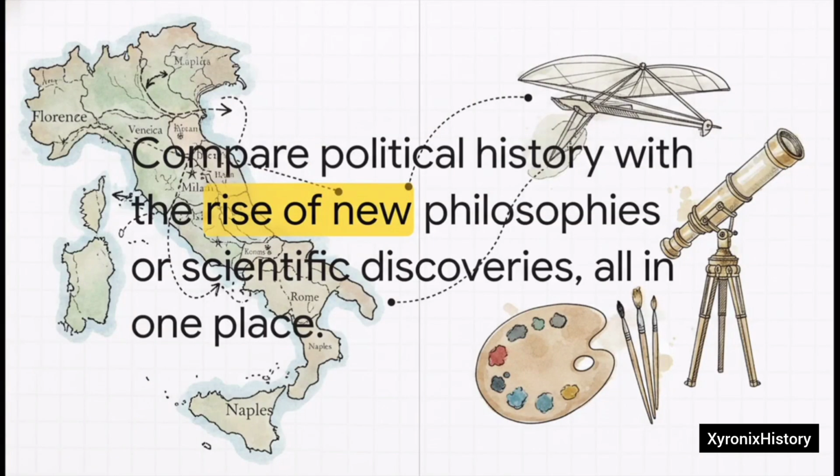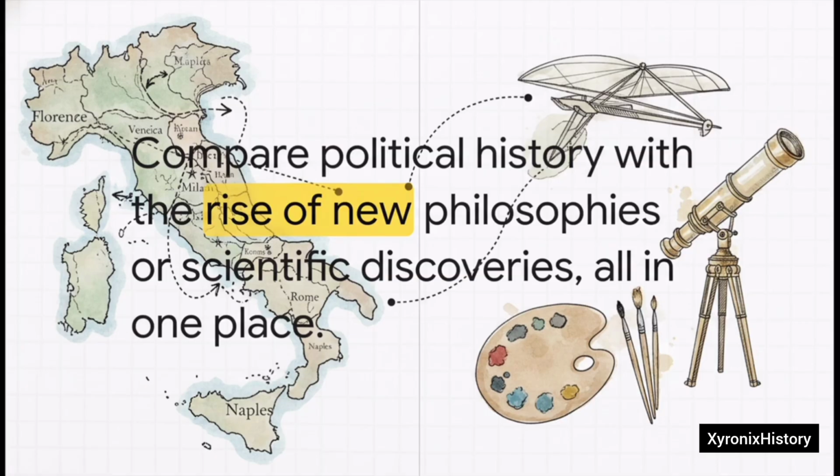And this is the crucial part. This is where the real aha moments happen. You're not just looking at isolated facts. You can actually see how the explosion of Renaissance art happened at the exact same time Italy was a chaotic patchwork of competing city-states. It lets you ask bigger questions, like maybe that political fragmentation actually fueled artistic competition.